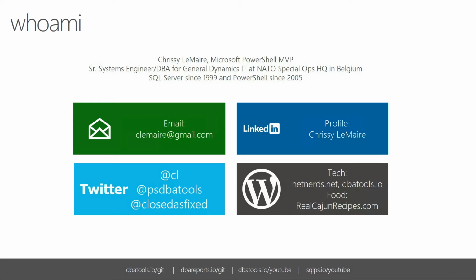I am on Twitter. I have three handles there, actually a couple more, but these are the top three. So I have @CL, I have PSDBATools, which is the Twitter account for this project that I'll be telling you about today. And then also Closed as Fixed, which is a Twitter bot that celebrates each of the Microsoft Connect items, that's their ticketing system, that have been closed or resolved as fixed. I also have a blog at netnerds.net and a recipe website at realcajunrecipes.com. I am Cajun, straight from Louisiana, and I run the site with my mom and best friend.